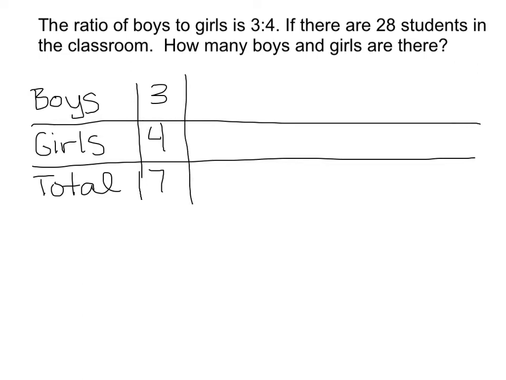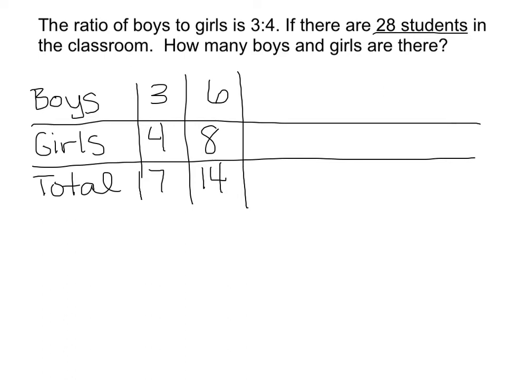And then I make another equivalent ratio. All right, for every 3 boys, there are 4 girls. So if I have 6 boys, then I am going to have 8 girls. And how many total students would that be? 6 plus 8, that's 14. All right, and we want to go until we get to 28 total students. And I'm not there yet, so I have to keep going.